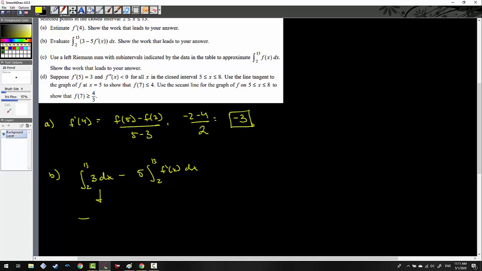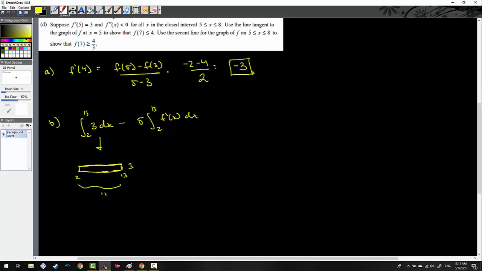3 is really just a horizontal line, and since the limits of integration are from 2 to 13, 2 here and 13 here, that gives me a base of 11 and a height of 3, and that gets me 33. And then I'm going to minus 5 times this integral on its own. This integral will be subject to our good old buddy, the first fundamental theorem of calculus, which is going to be f of x on 2 to 13 with a 5 on the outside. And then when I evaluate that f of x on 2 to 13, that's just going to be f of 13 minus f of 2.